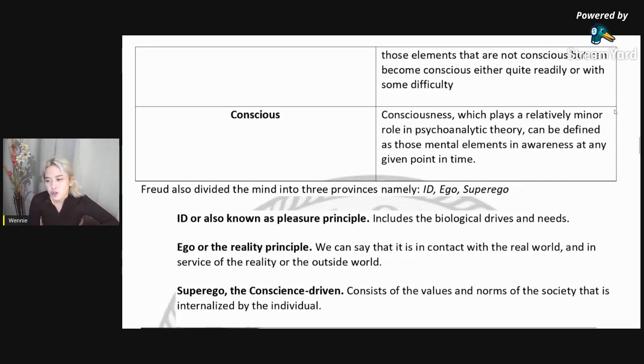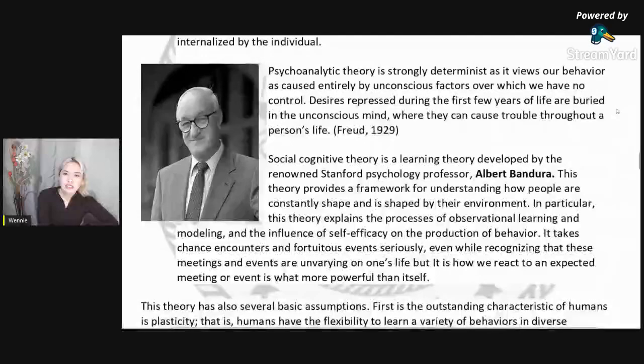When we talk about the superego, the conscience-driven, this consists of the values and norms of the society that are internalized by the individual. So the superego develops last and is based on moral judgment about right and wrong. Moving forward, psychoanalytic theory is strongly determinist as it views our behavior as caused entirely by unconscious factors over which we have no control. So desires repressed during the first few years of life are buried in the unconscious mind where they can cause trouble throughout a person's life.